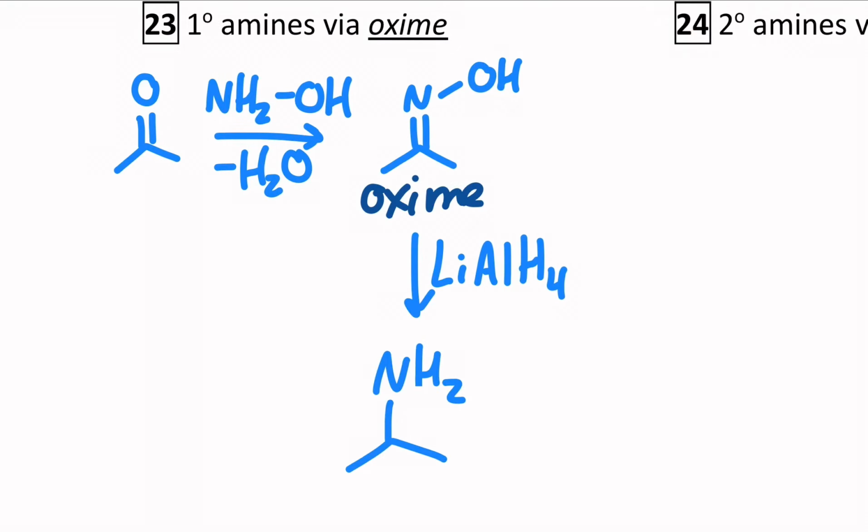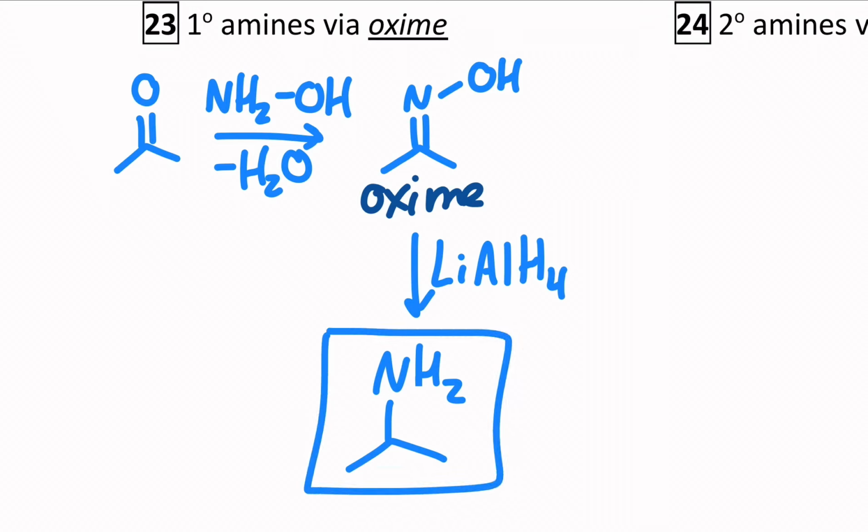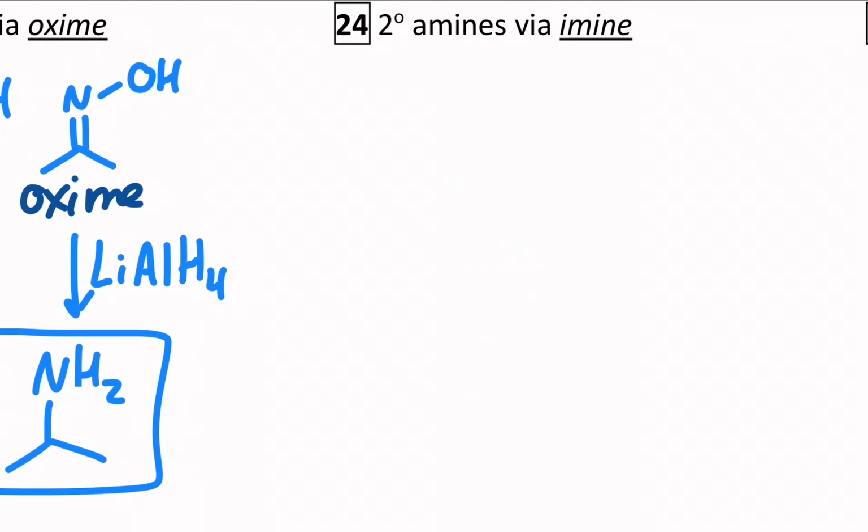And I'm not going to do the whole mechanism for this, but this is how you can get a primary amine. When we say primary amine, that designation means the nitrogen is attached to one other carbon, and then the other two spots in this case are hydrogens. What if I want a secondary amine?